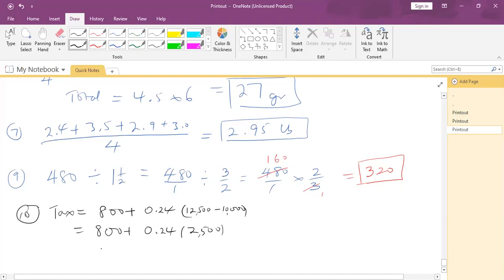So you're going to multiply first, 0.24 times the 2,500, and then you're going to add the 800 to it. So that would be 600. So 800 plus 600, and then that will give us $1,400. Okay. Correct.